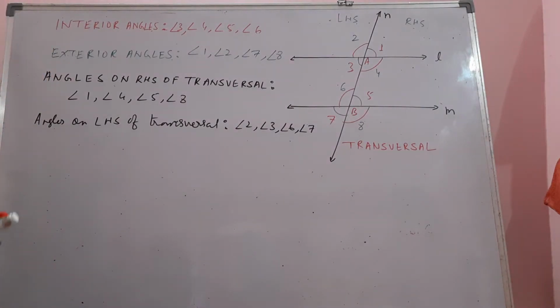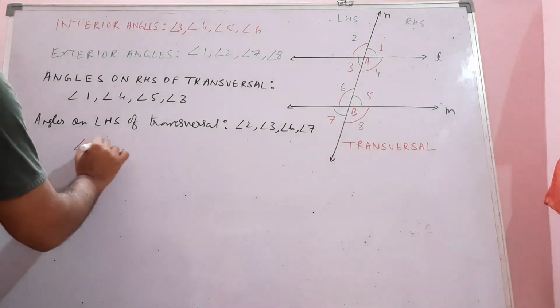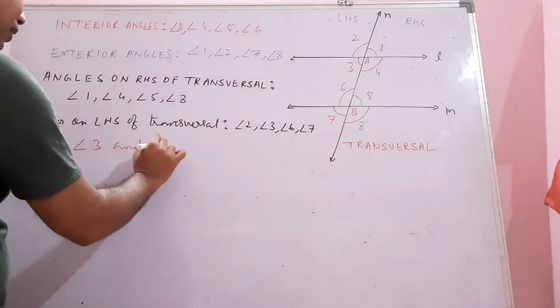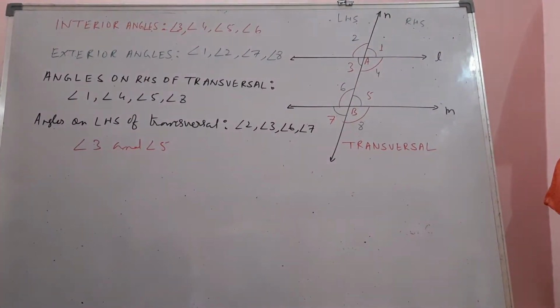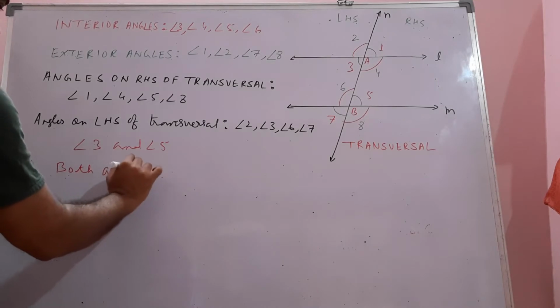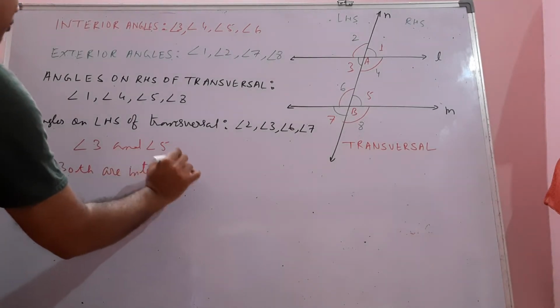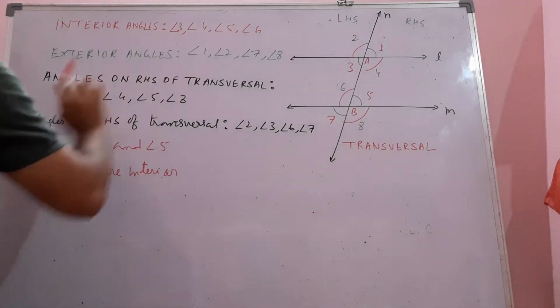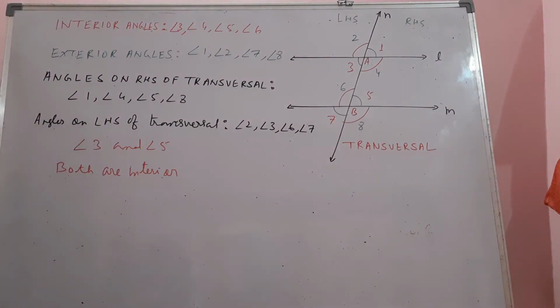Now suppose you want to choose a pair of angles. Let us take one pair of angles, say angle 3 and 5. In the figure you see 3 and 5. So what we can see about 3 and 5? Both are interior. They are in the list of interior angles. 3 and 5. Okay, clear?